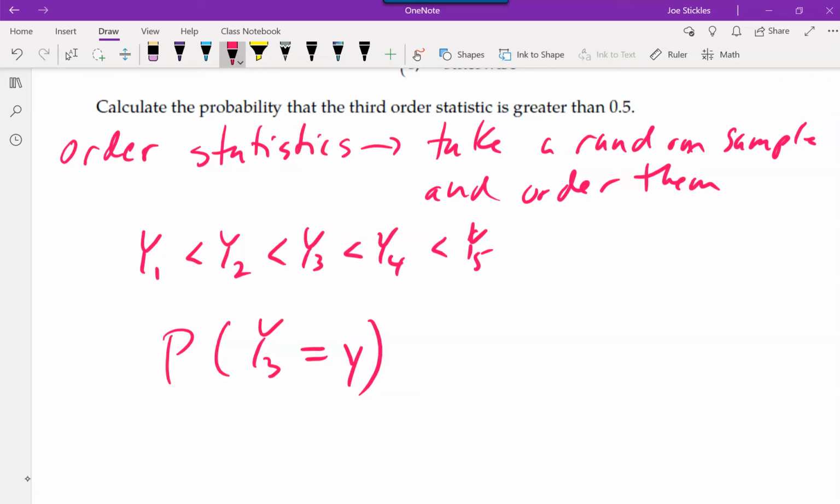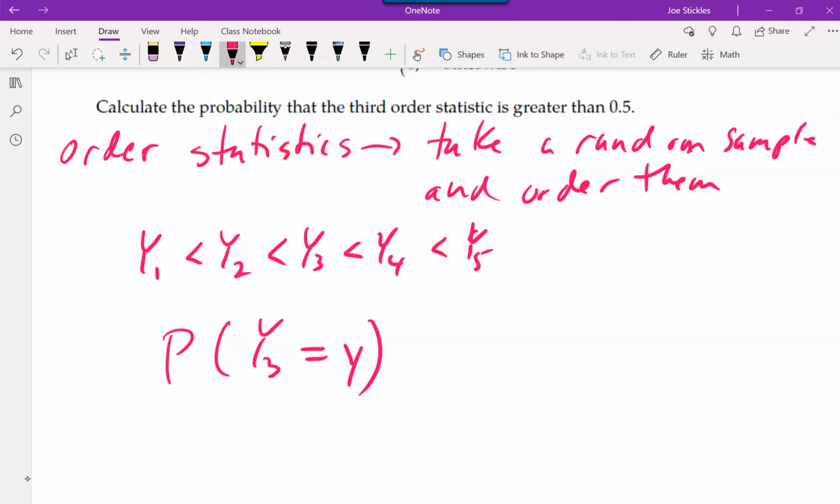Now, they may come out in a different order, correct? When you select them, they don't have to come out in that order, right? But in general, that's what would have to happen. One of them would have to equal y. Two of them would have to be less. Two would have to be greater, right?